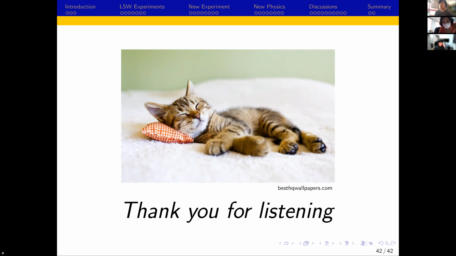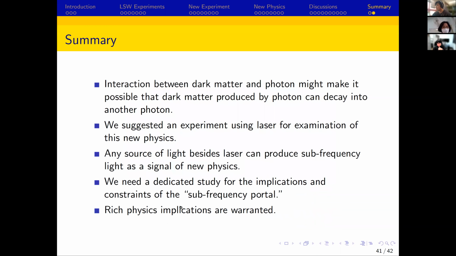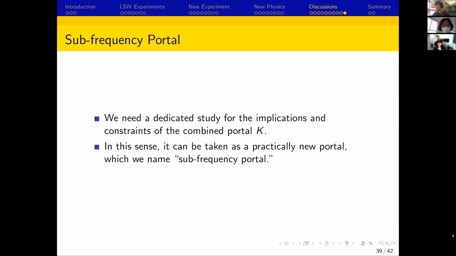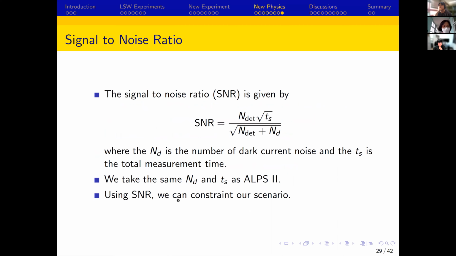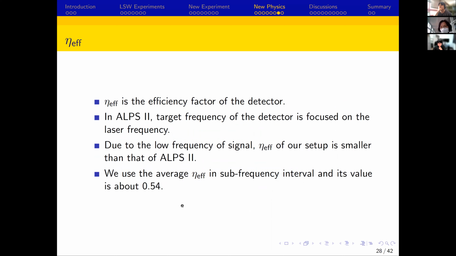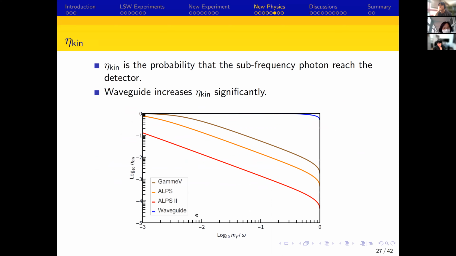I have a question. Yeah. So in your scenario, the photon loses its energy spontaneously, right? Yeah. So I wonder about the mean free path of the photon, which is needed to have the sensitivity for your experiment. You mean in the waveguide, the mean free path of the sub-frequency photon? Any photon will lose its energy, right, in your scenario? Yeah. So the question is how long it can propagate before losing its energy?